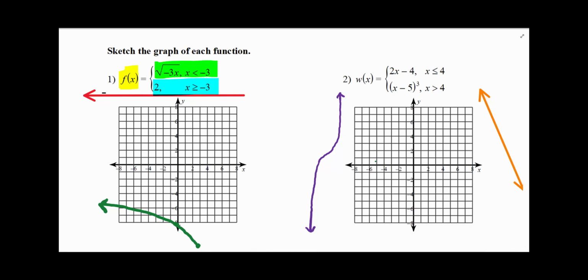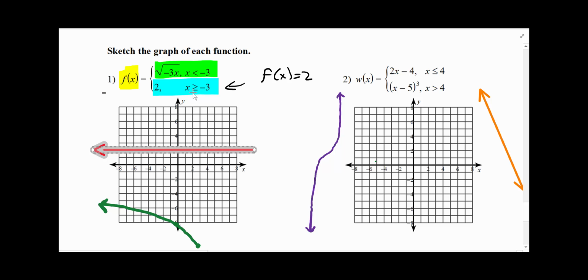So this first function right here essentially just says f of x is equal to 2. Well, that's a constant function, right? So where 2 touches the y-axis, there'd be this horizontal line, right?